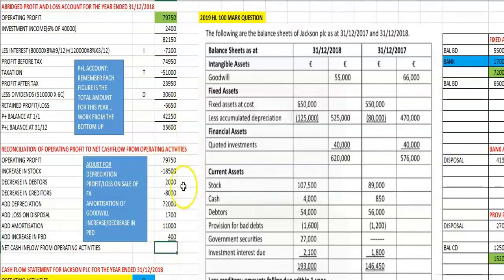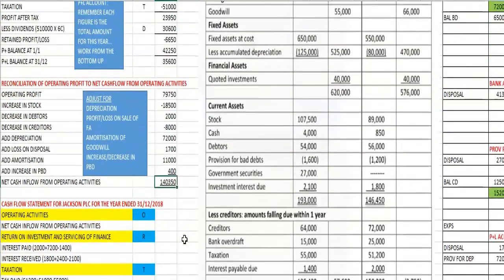Now, if you gather together all of those figures, that will give you your cash flow from operating activities. So even though you made a profit of €79,750, the cash coming in from operations was €140,350, which is significantly more.